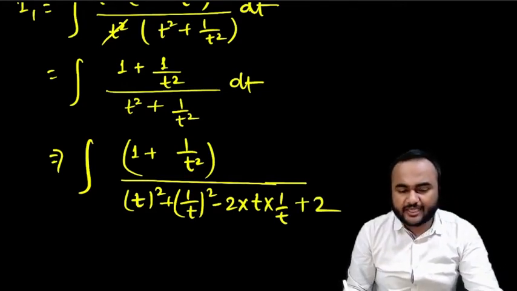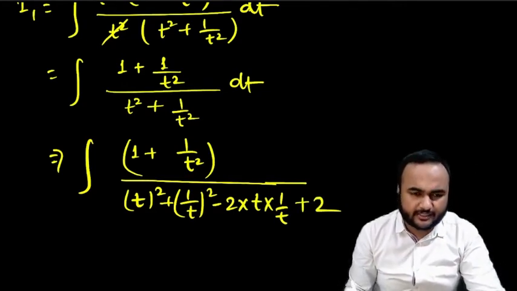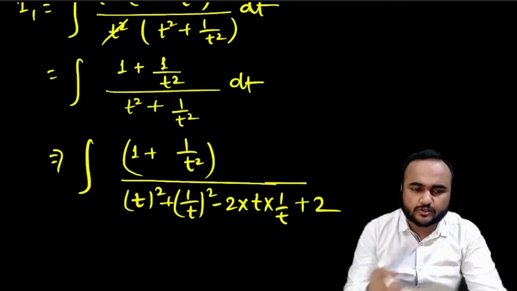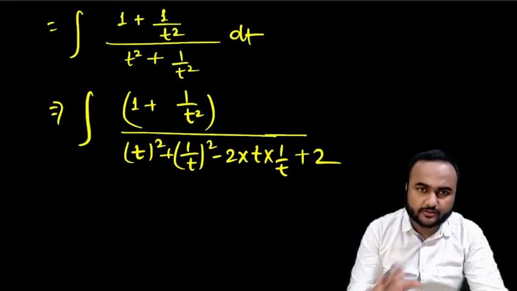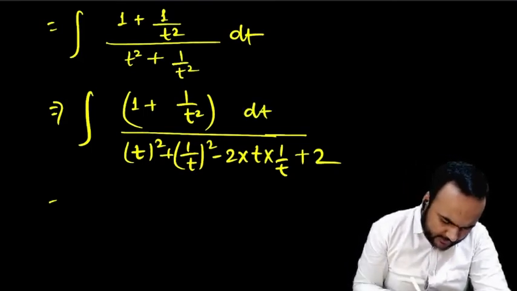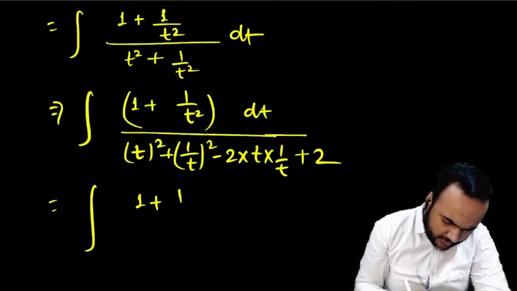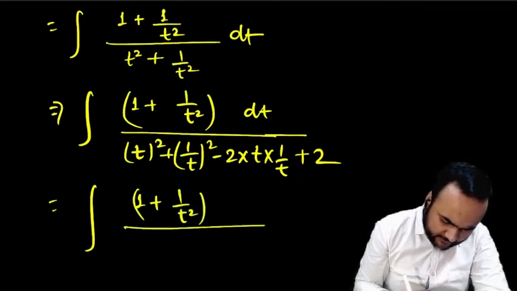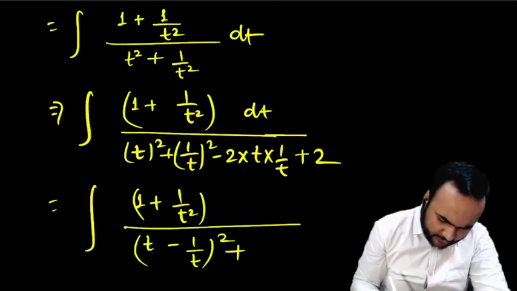So 2 times t into 1 by t will become t, and t get cancelled out. It will become minus 2. So I have added plus 2 also to make it equal, so that the value of the numerator does not get changed. By this, we can easily see that the whole integration has become something like this, t minus 1 by t whole square plus 2.